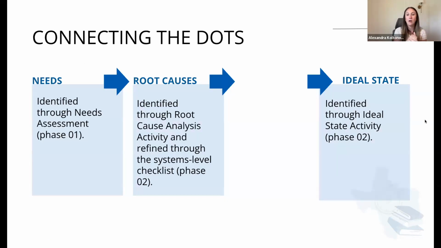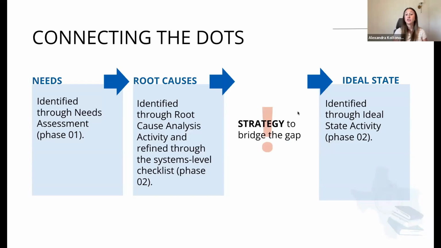We're going to talk now about the next steps and transitioning into the theory of action, connecting the dots of everything that we've done in phase two so far, and phase one. Phase one was that needs assessment phase where we identified your district needs, collecting all that data and working with the teacher researchers. Now you've identified your root causes using that root cause analysis activity, and then you refined those through that systems level checklist. Now you've identified that ideal state, where your district wants to be. So now we have that missing piece right here in the middle.